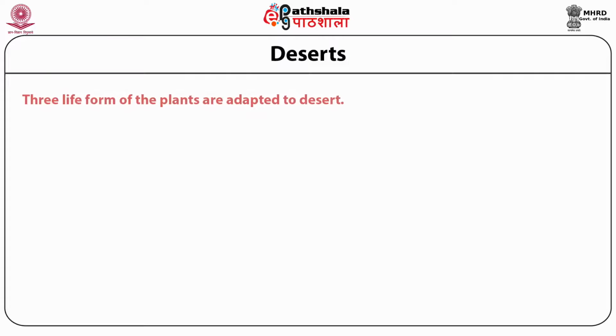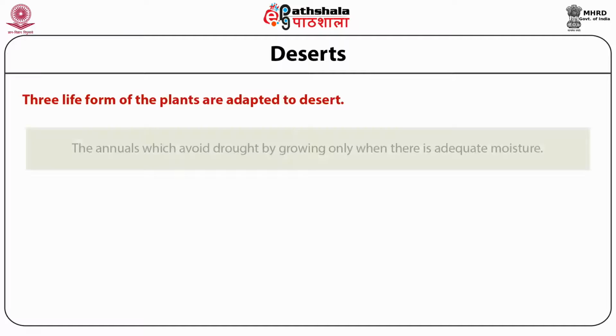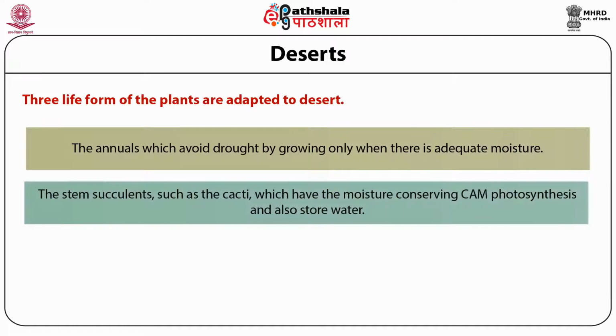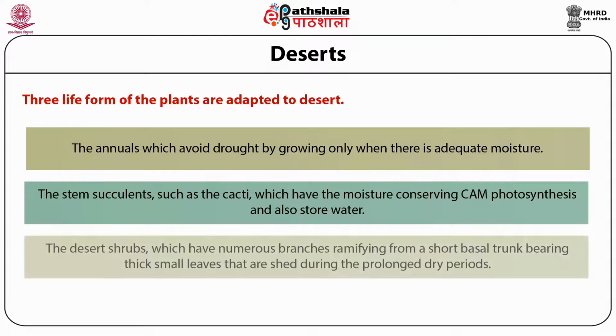Three life forms of plants are adapted to the deserts. The annuals, which avoid drought by growing only when there is adequate moisture. The stem succulents, such as the cacti, which have the moisture-conserving CAM photosynthesis and also store water. The desert shrubs, which have numerous branches ramifying from a short basal trunk bearing thick small leaves that are shed during the prolonged dry periods.